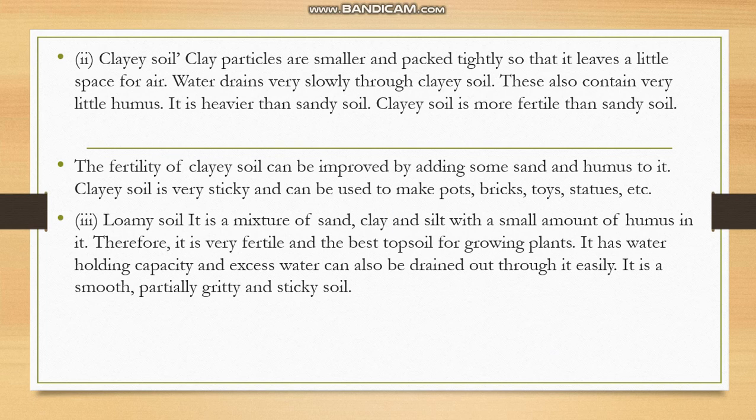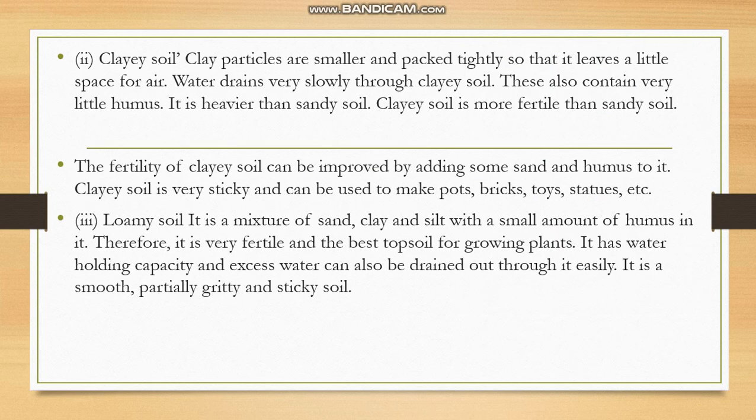Next is loamy soil. Loamy soil contains a similar amount of large and smaller particles. They are a combination of sandy, clayey and silty soil, and hence also contain humus. They are also called agricultural soils because of their fertility and appropriate texture. They contain good amounts of calcium.